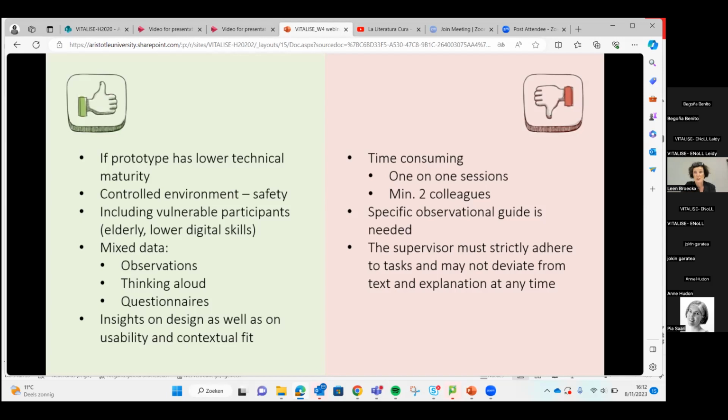A specific observational guide is needed, and the supervisor must strictly adhere to tasks and may not deviate from the text and explanation at any time.